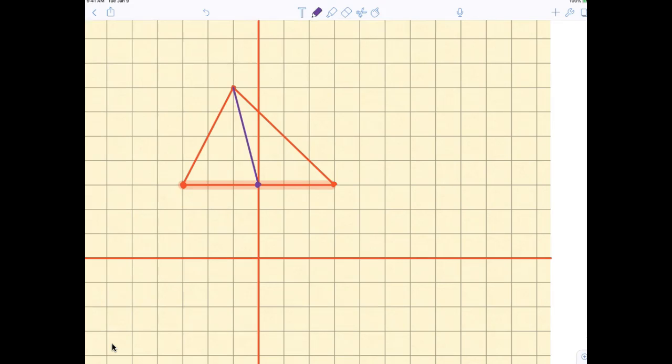Everybody okay? Now, this point right here is 0, 3. I'm just going to make sure you guys see that.